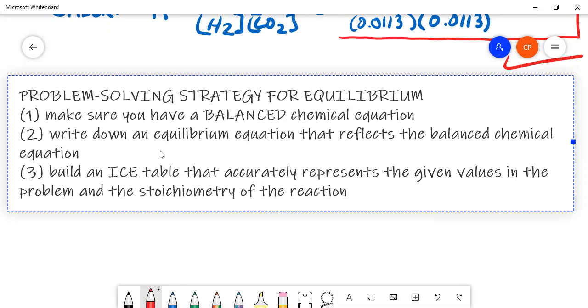Remember that ICE tables are more sophisticated representations of stoichiometry. They represent what's actually being made in the reaction, what's being taken away in the reaction. It's important when we do these problems that we build this ICE table that accurately represents what we're given in the problem up front and the stoichiometry of the reaction we're trying to solve for.